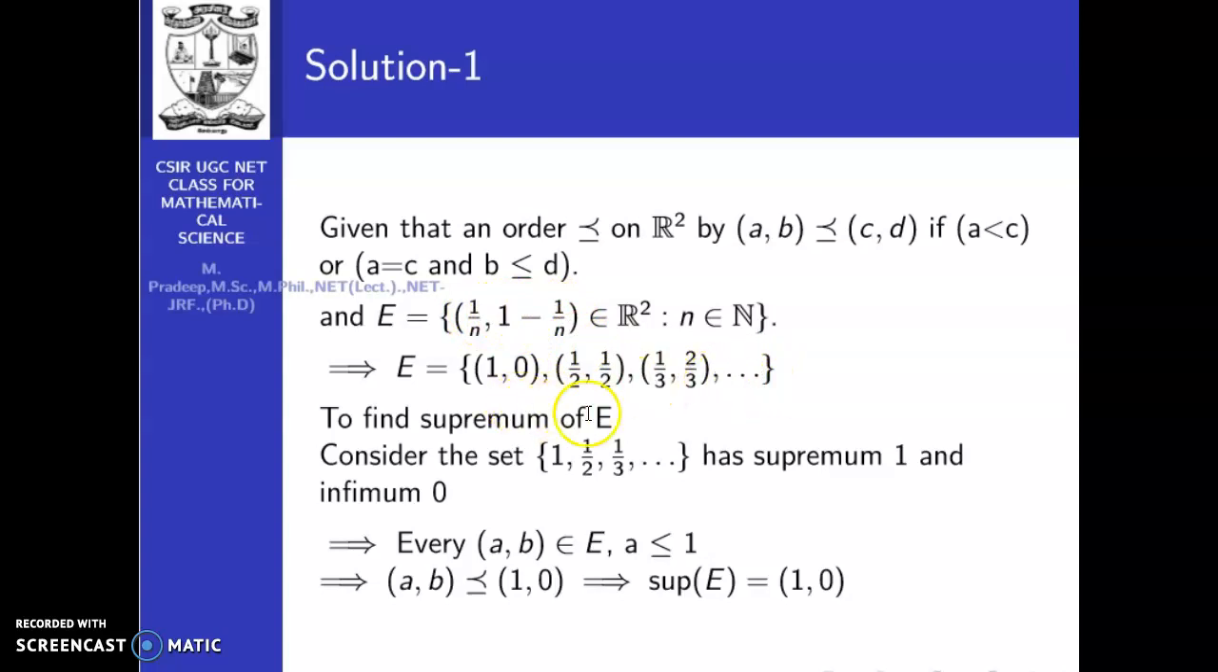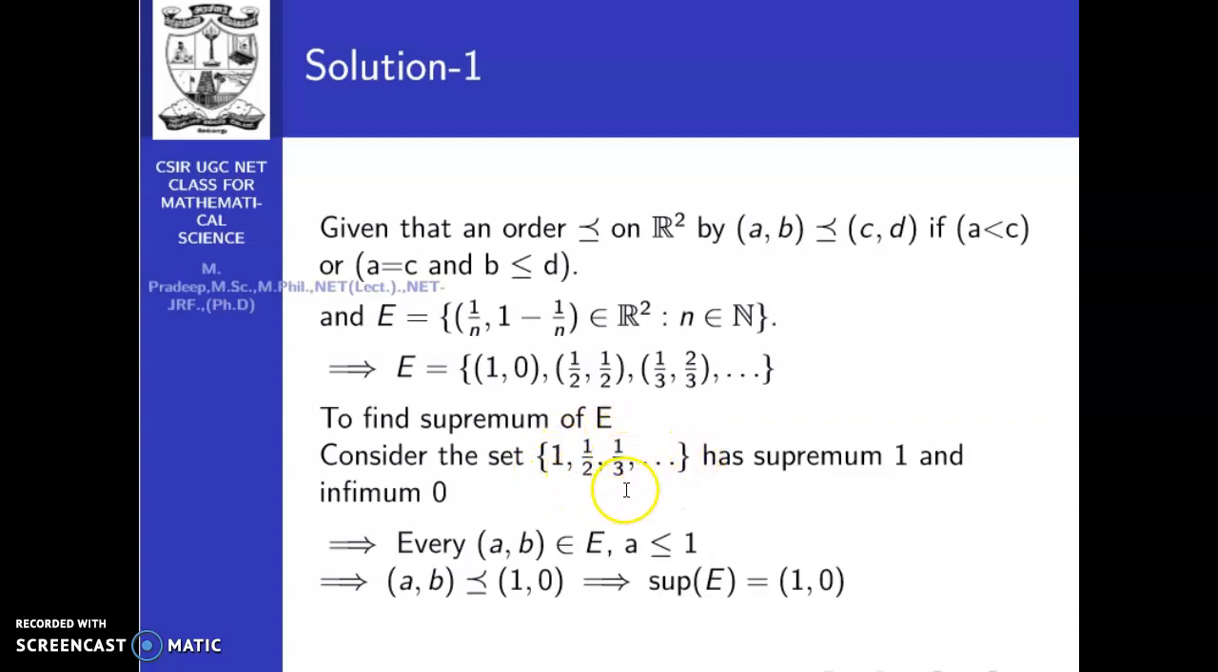Okay, so how do we find the supremum and infimum? To find the supremum of E, remember the order defined: (a, b) less than or equal to (c, d) if a is less than c, or a equals c and b is less than or equal to d. It's very important. This is the only concept here. So consider the set. I will take the first element only. I will consider only the first element of each ordered pair in the set to find the supremum of E. So 1, 1/2, 1/3, and so on. What is the supremum for this one?